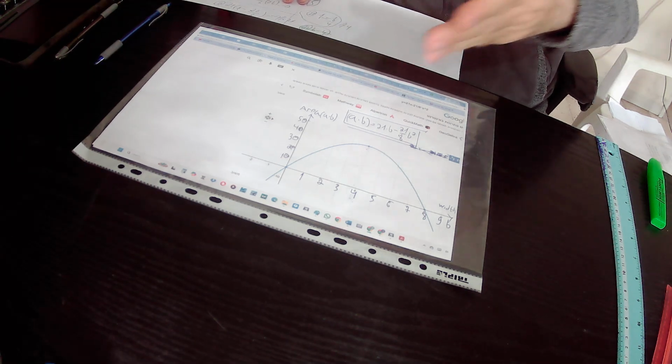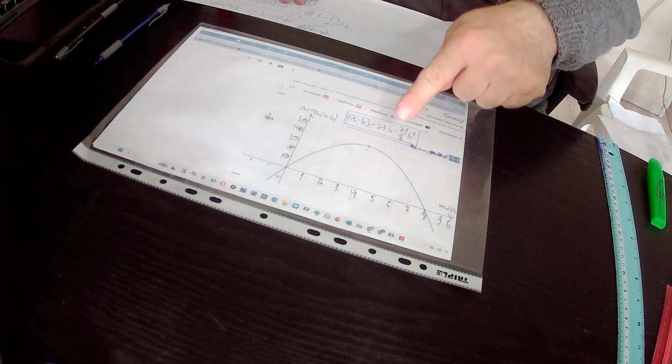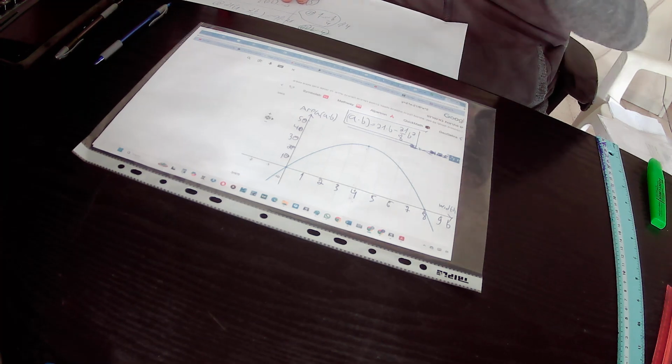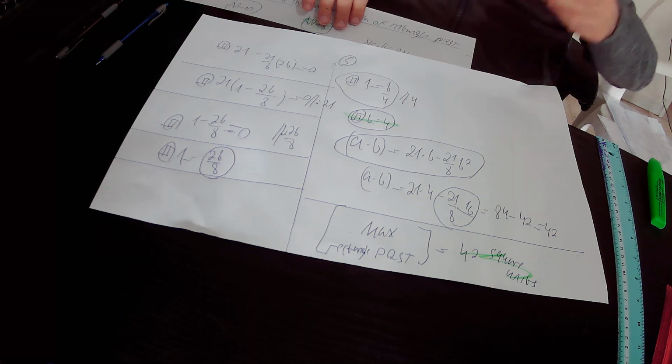From the graph, it is very easy to see that when b equals 4, the area AB is at its maximum value. Therefore, b equals 4 is the maximum extreme point of the function area, that is the area of rectangle PQST. Now, the only thing that is left to do is to put the value of b equals 4 inside the function area in order to find out the maximum value of rectangle PQST.